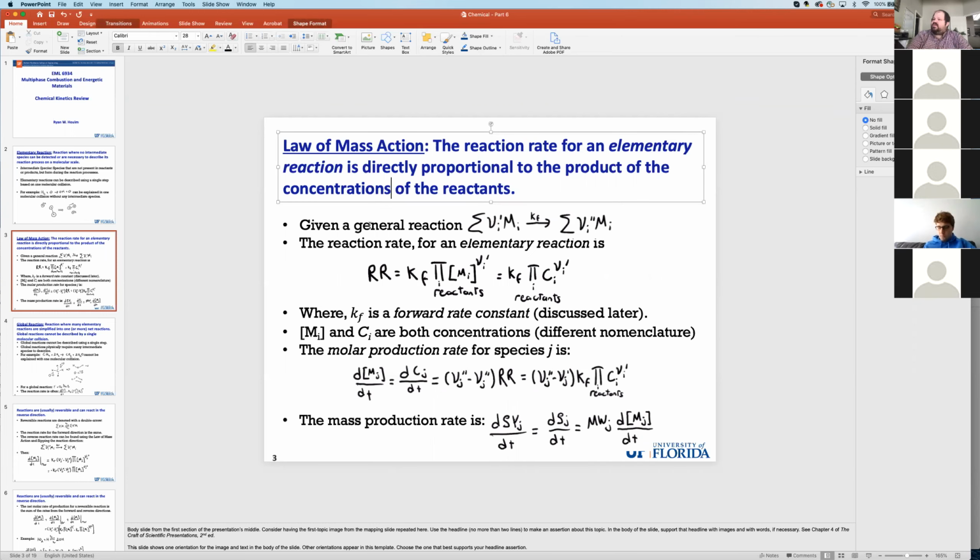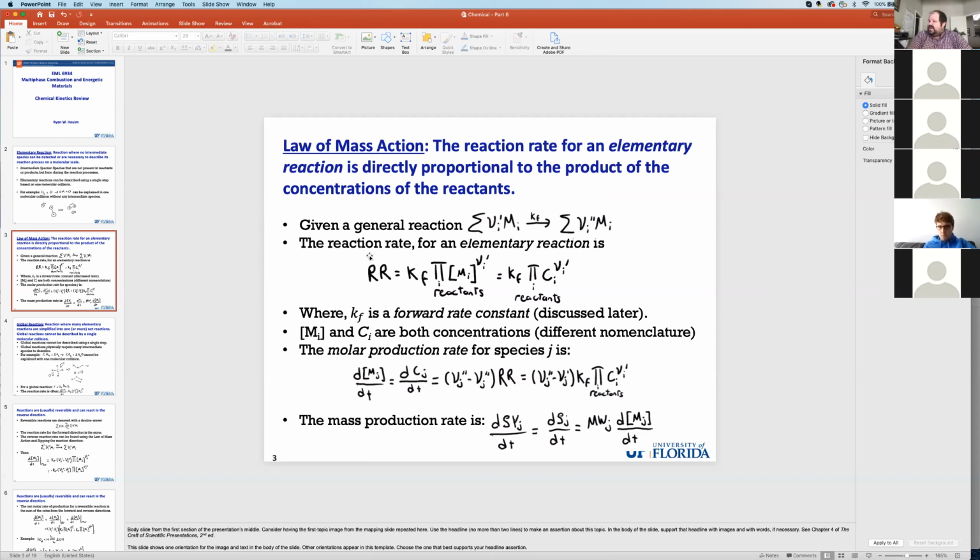And so given a general reaction like this, we have the sum of nu I double prime M_i goes forward at some rate constant k_f, and that goes to nu I double prime moles of species I. And so the chemical reaction rate, and I'll have an example of applying these formulas in a couple of slides.